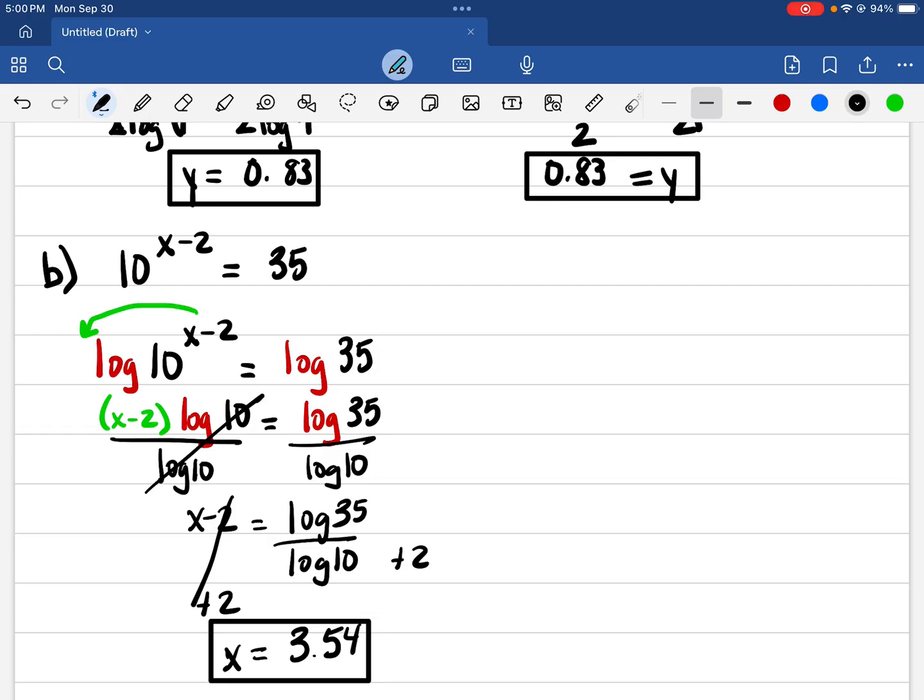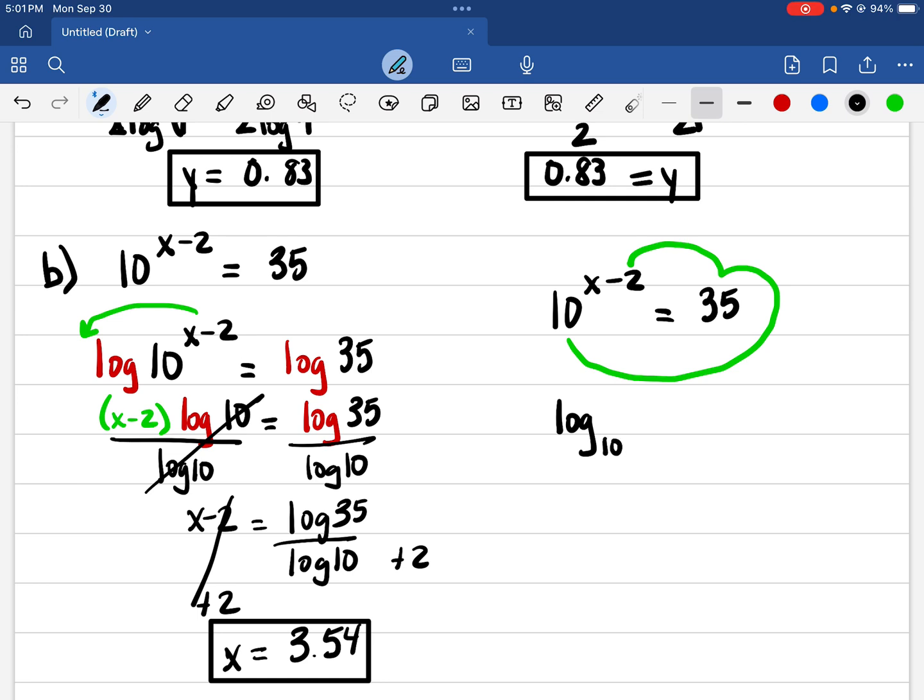If I had done Loggy Froggy with this one, it's a very similar way to go about doing these. So start at our base 10, go to 35, and then to x minus 2. So this would be log, started at 10, went to 35, landed on x minus 2. Now in this case, I would probably figure out what is log base 10 of 35, and I'm not going to round it, and then I'm going to add the 2 after that.